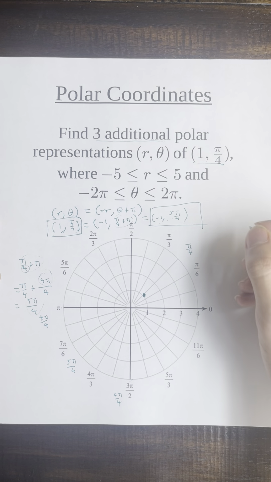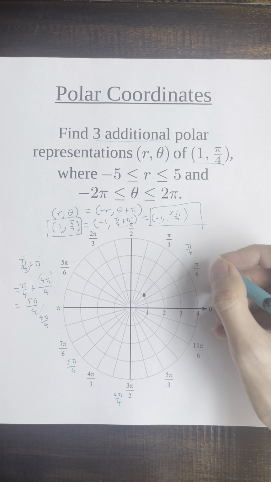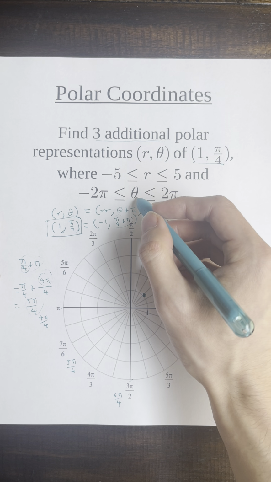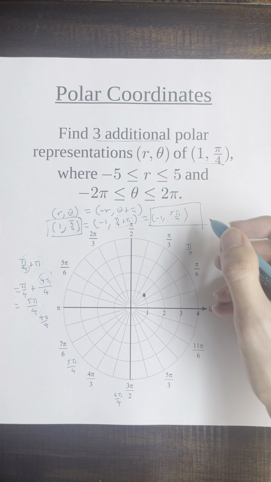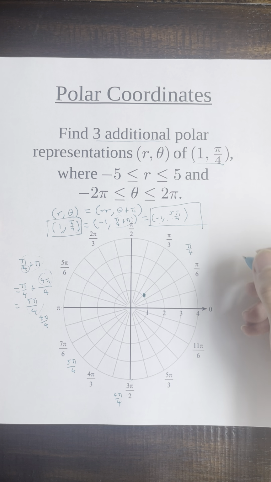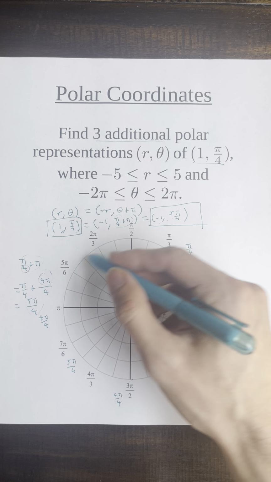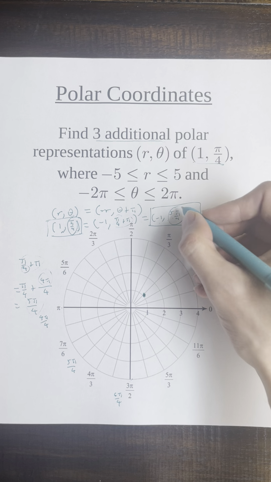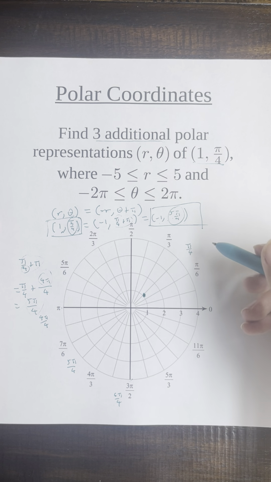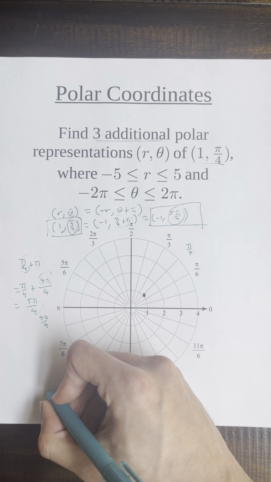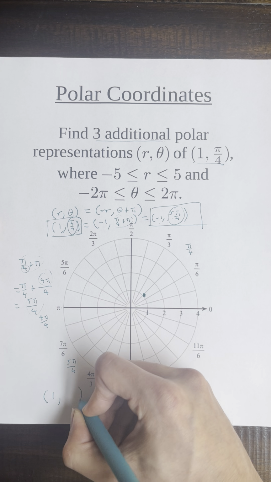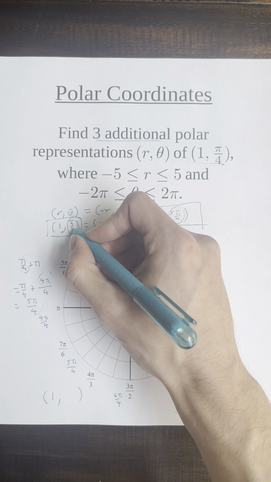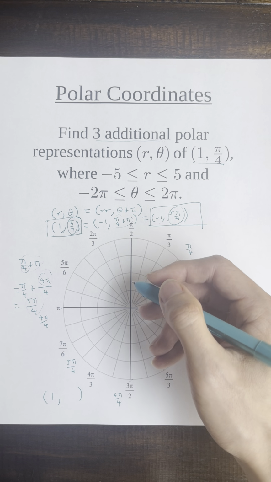because they're asking for 3 additional ones. So where are the other 2? Well, since they said negative 2 pi is less than or equal to theta, less than or equal to 2 pi, we need to think about how the unit circle repeats. It repeats every 2 pi. Also, our points have positive angles, but we don't have any negative angles yet. So how do we come up with ones with negative angles? Well, the unit circle repeats every 2 pi, so I can just subtract 2 pi from this to get another point.